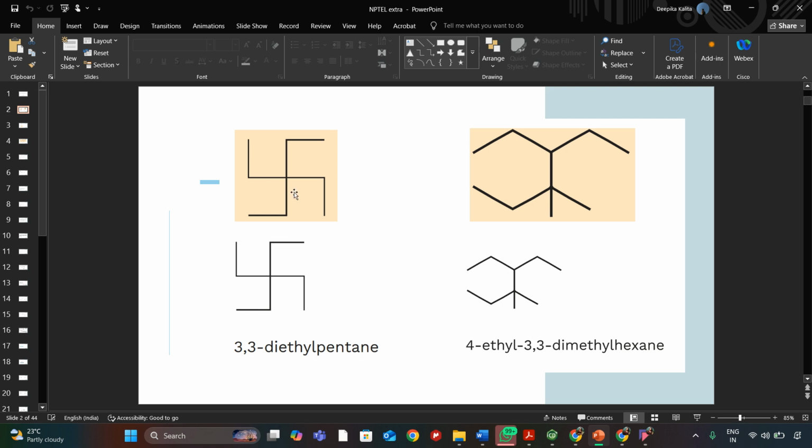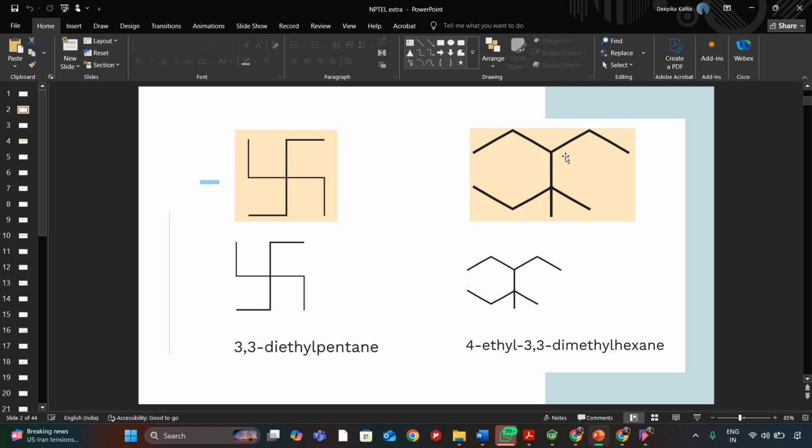And on the third position, we have two ethyl chains attached. So, thus, the name will be 3,3-diethyl pentane. Similarly, in this molecule, we will have to first identify the longest chain, and the substituent numbers we have to place in such a way that they will contain the lowest possible numbers.